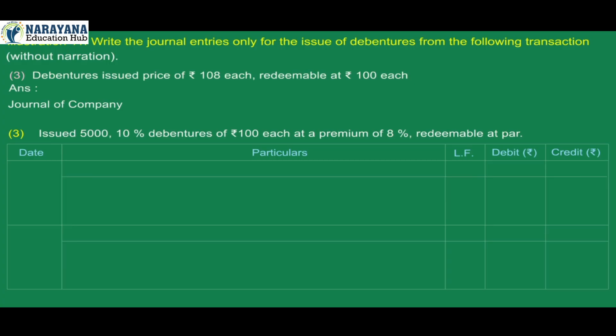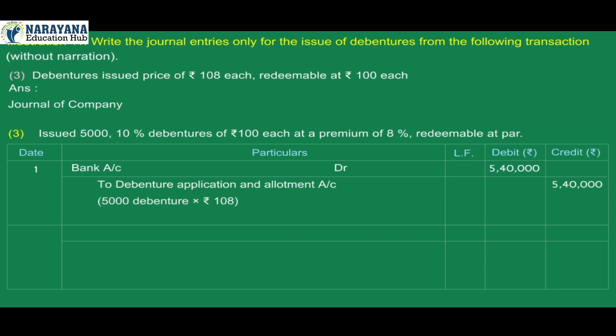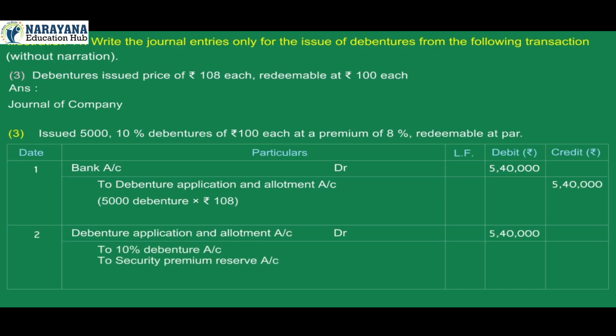3. Debentures issued at the price of ₹108 each, redeemable at ₹100 each. Date, particulars, ledger folio number, debit, credit. 1. Bank account debit, 5,40,000, to debenture application and allotment account credit, 5,40,000, 5,000 debentures into ₹108. 2. Debenture application and allotment account debit, 5,40,000, to 10% debenture account credit, 5 lakh, to securities premium reserve account credit, 40,000, 5,000 debentures into ₹8.